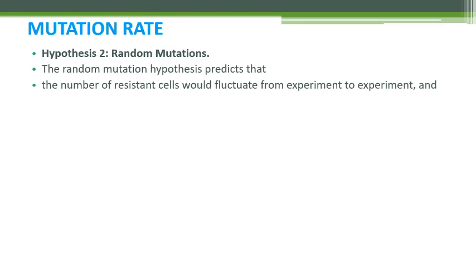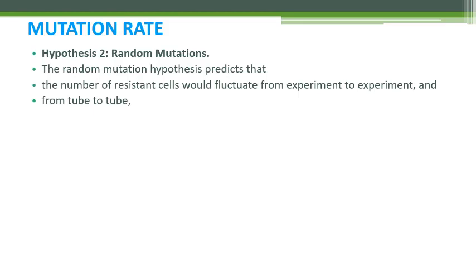Now, the random mutation hypothesis says that since these mutations are not in response to bacteriophages, the mutation may occur anytime and in any number of cells. So obviously their number may not be constant, and the number of resistant colonies would fluctuate in different petri plates, from tube to tube, from experiment to experiment.